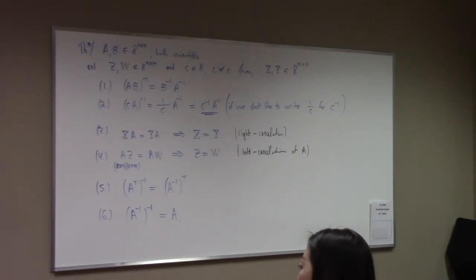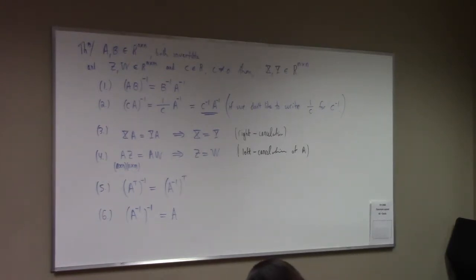Also, if I look at B inverse A inverse times AB, that also works out to I, right? By a similar calculation. Therefore, AB inverse is equal to B inverse A inverse. So there's the proof of 1.